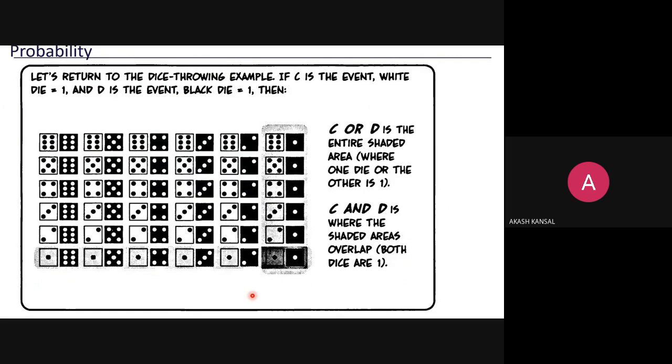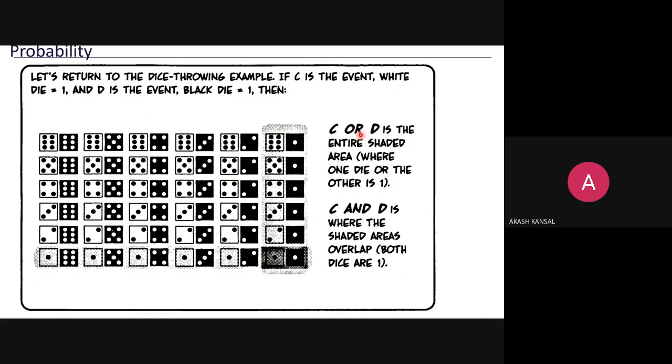Now let's consider the scenario where we are throwing two dice at once. In this example, my sample space is going to be all these elementary outcomes, 36 outcomes. Event C is getting a 1 on a white die, and event D is getting a 1 on a black die. So this area here is the event C, and event D is the sixth column, basically this one.